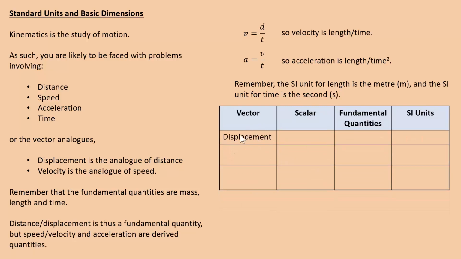So, displacement is a vector, as discussed. The scalar equivalent is distance. The fundamental quantity is length, and the SI unit is the meter. For velocity, the scalar equivalent is speed. We have length divided by time, and so we give it in meters per second.